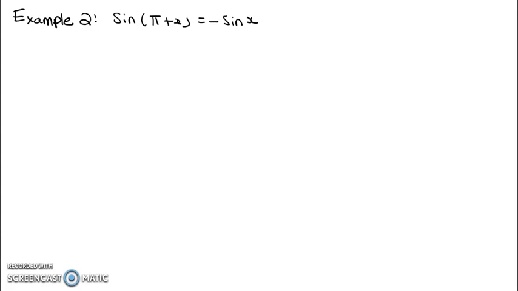Okay, so now let's move on to our next example. Here we have sine of pi plus x is equal to negative sine x. Alright, to prove that our left side is equal to our right side, we're going to need to simplify our left side, right? Because this is more complicated.